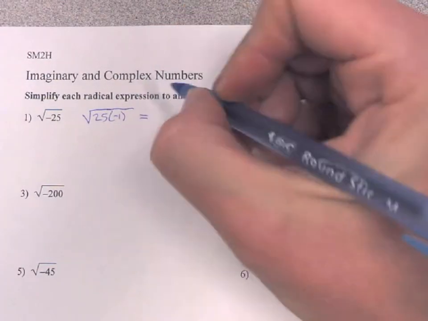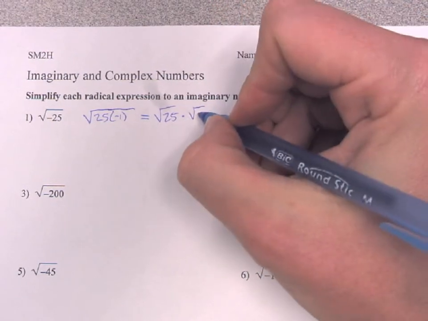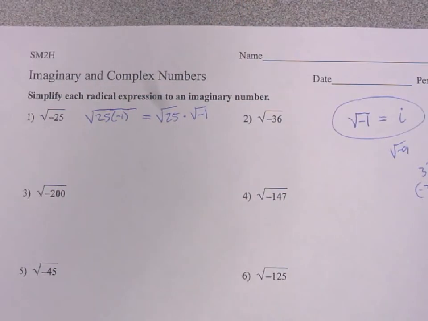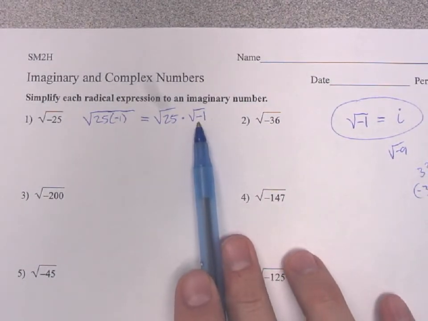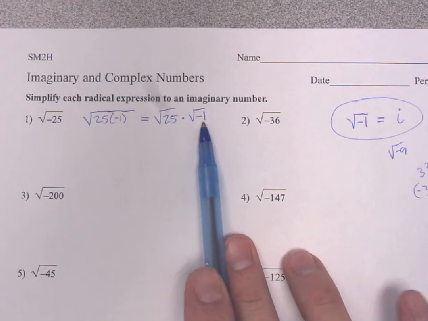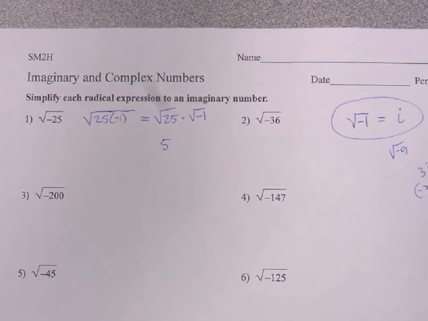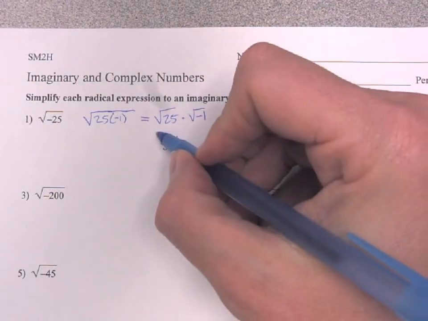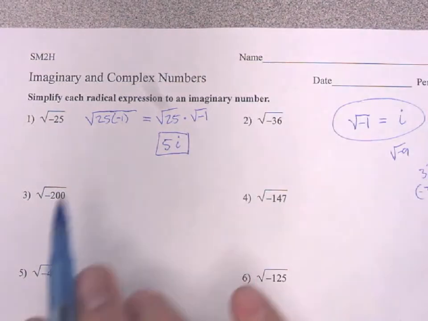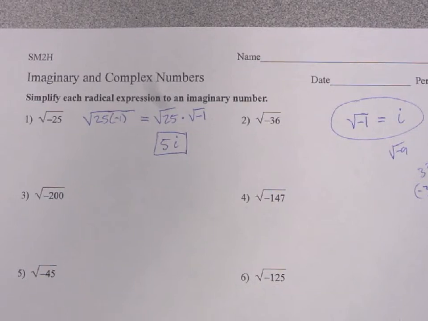From here, I can use one of my properties of roots, and I can say this is the same thing as the square root of 25 times the square root of -1. So our goal here is to isolate that square root of -1 so that we can rewrite it as an i. Now, the square root of 25 we can do, that's 5. The square root of -1, we're just going to call that i. So there's not a real number answer to this, but using this definition, the imaginary unit, we can simplify it and make it look a little bit nicer.